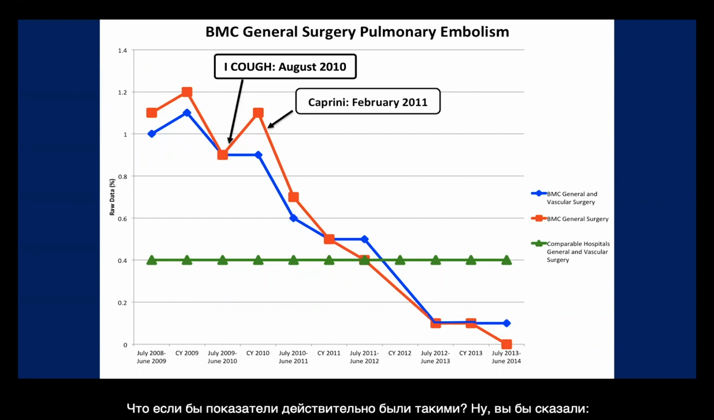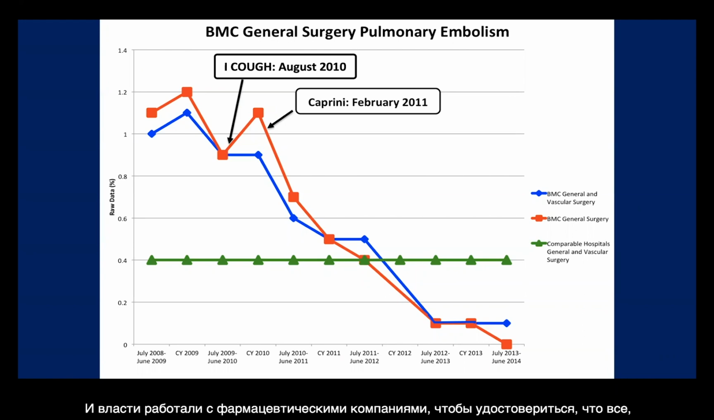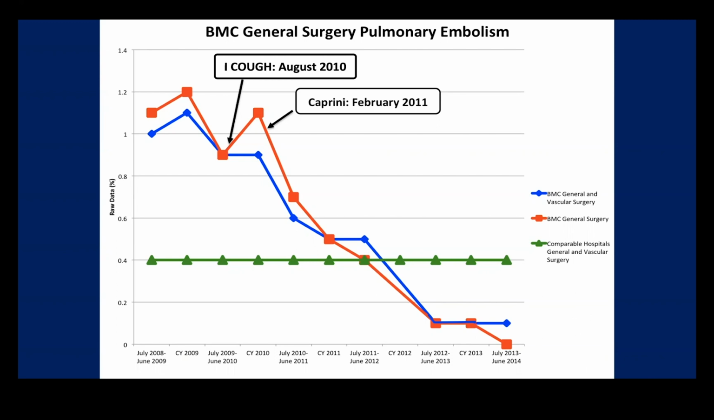Well, you would say, oh, now, wait a minute, Dr. Caprini, this must be some high neighborhood, wealthy patient population that can afford all of that anticoagulation, because, you know, in the donut hole, sometimes it may cost you a lot of money. No. This is an indigent hospital. And the authorities worked with the drug companies to make sure that all of those that needed anticoagulation got their anticoagulation for the period of time that was necessary, including the 30 days.